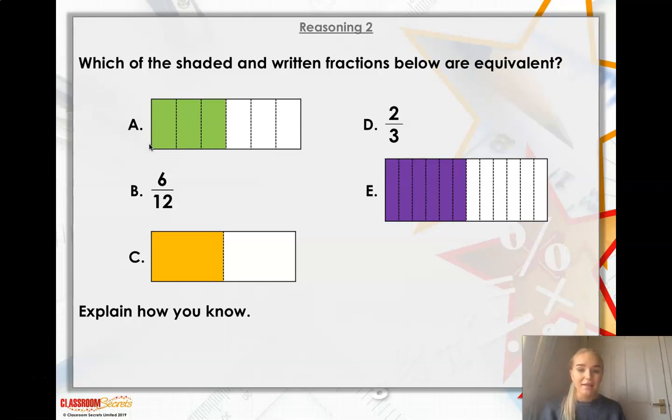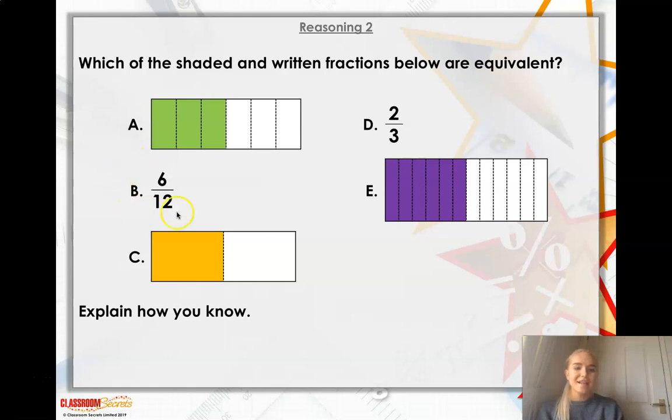Okay, so A is showing 3/6. Now, what fraction of this shape is 3/6? What other equivalent is it? What does it look like it's shading in? If we ignore the lines, it's shaded in half. So we could say that it's actually half.